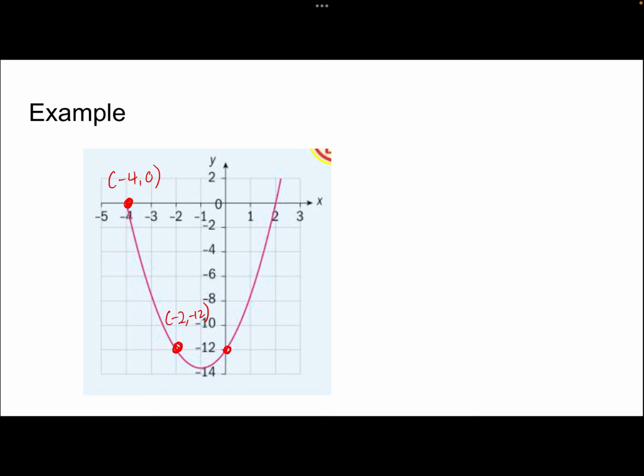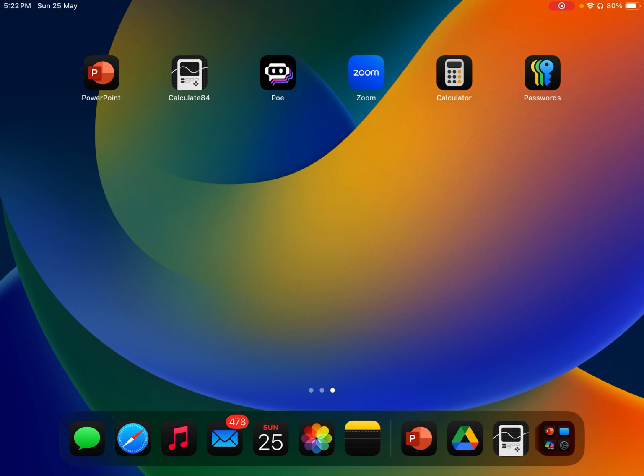I could use this point if I want to. That's 0, -12. Of course, this point is perhaps not great. This point is probably good as well, which is 2, 0. Now, when you want to use the regression, all you need is just 3 points. If you want to use 4 points, that's fine, but technically all you really need is just 3 points. So I'm going to put all these coordinates onto my calculator.